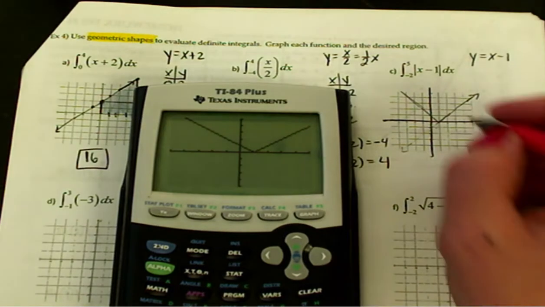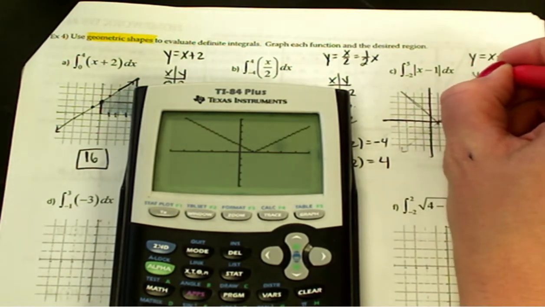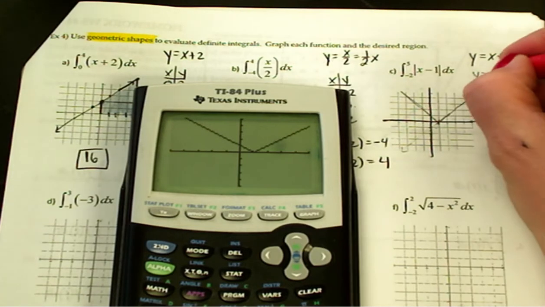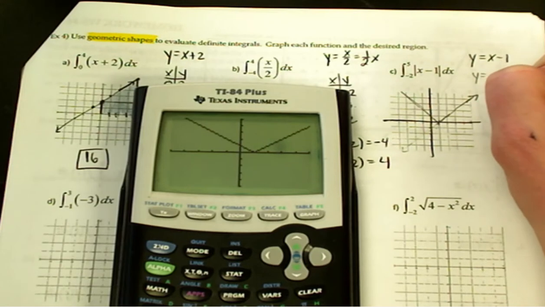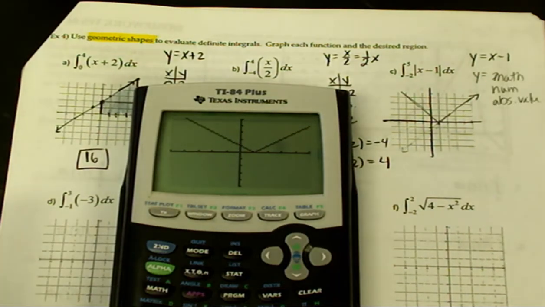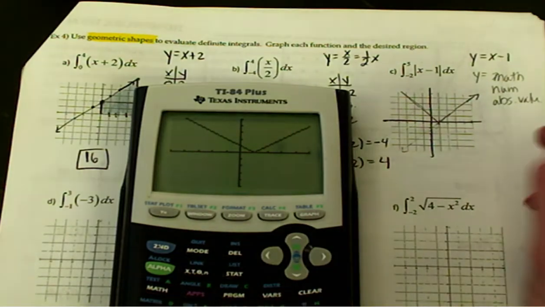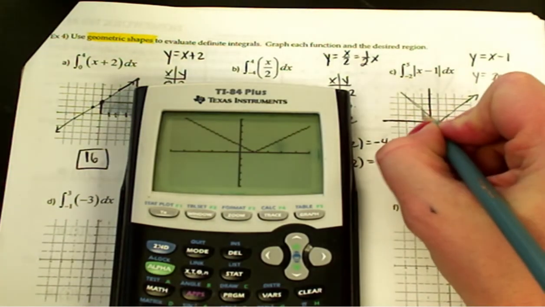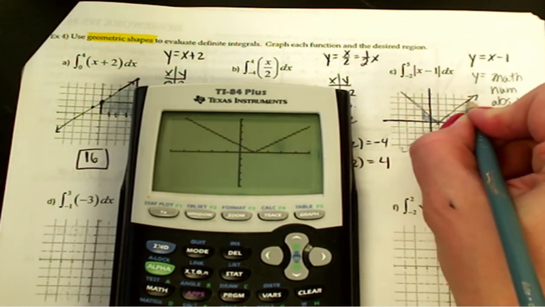Now, I'm going to label a couple points here. So, this is y equals math, number, absolute value. Make sure I can graph that. Okay? And shade from -2 to 5. All right? -2 to 5. 1, 2, 3, 4, 5.